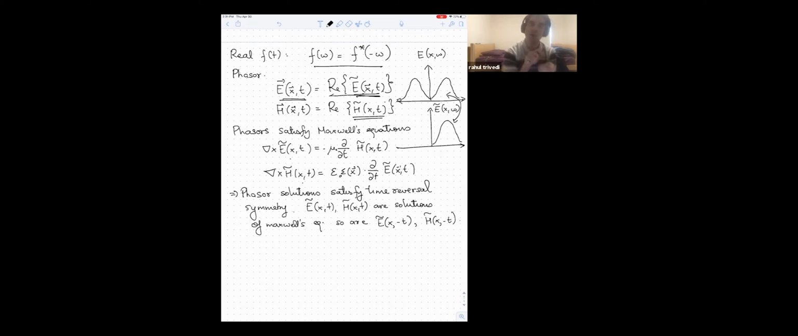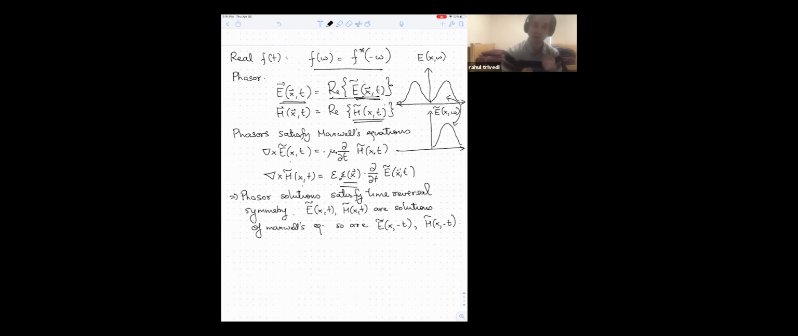So what other operation can take you from negative frequencies to positive frequencies? It's simple. It's just a complex conjugate operation, right? A complex conjugate operation can convert exponential i omega t to minus i omega t. Does this make sense? And if your epsilon happens to be real, right?